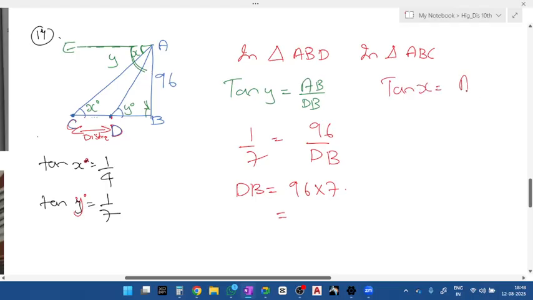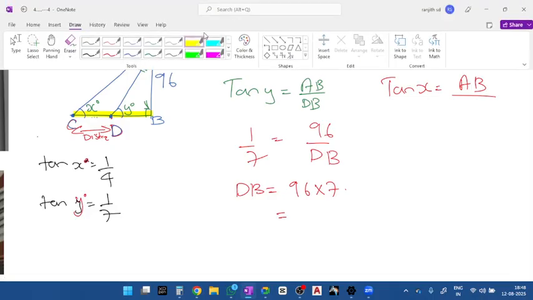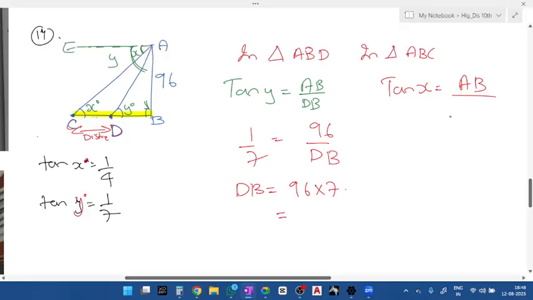Tan X is equal to, be quick, AB by, if I take ABC, what's the entire length I have to consider for ABC? BC. So the BC value is not given. That BC is split into how many parts? CD plus DB. Complete this, be quick. You'll get CD. Once you get DB, substitute here.